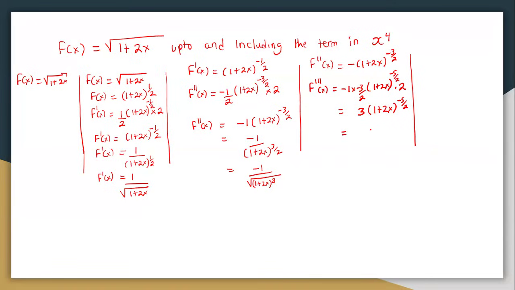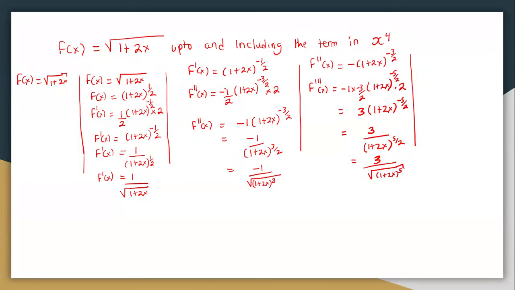And then we shall lower the power to make it a bit more beautiful. That is 3 over 1 plus 2x to power 5 over 2, which is 3 over 1 plus 2x over root 5. Okay, thank you.